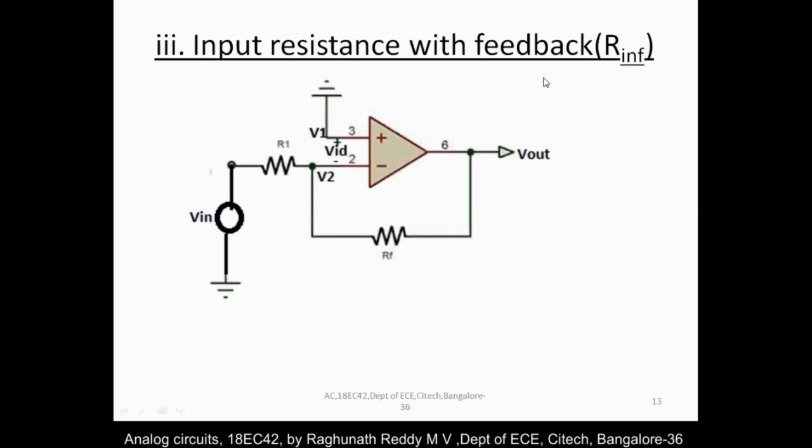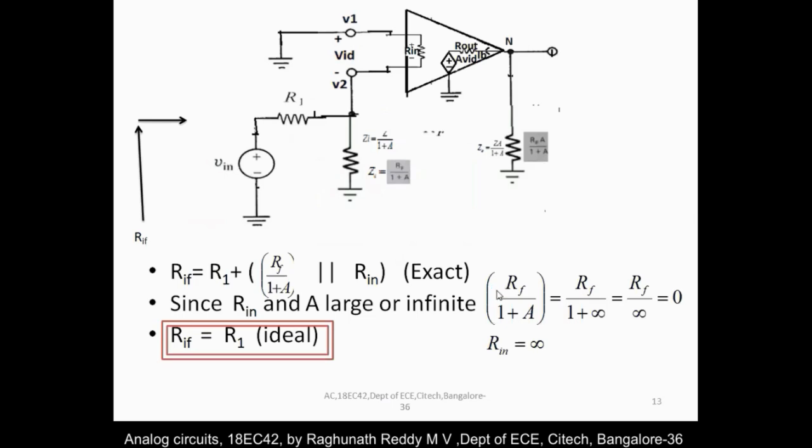Next, input resistance with feedback, that is R in F. V in is applied to the inverting input terminal. This is R1, and RF is the resistance between the input port and the output port, so its contribution will be there on the input side as well as the output side. The contribution on the input side is RF divided by 1 plus A. The contribution on the output side is RF into A divided by 1 plus A. This is the circuit diagram with the equivalent circuit. You know that V in is physically grounded, and the internal input resistance of the op-amp is R in. The other terminal of R in is connected to V2. Then this circuit will be there.